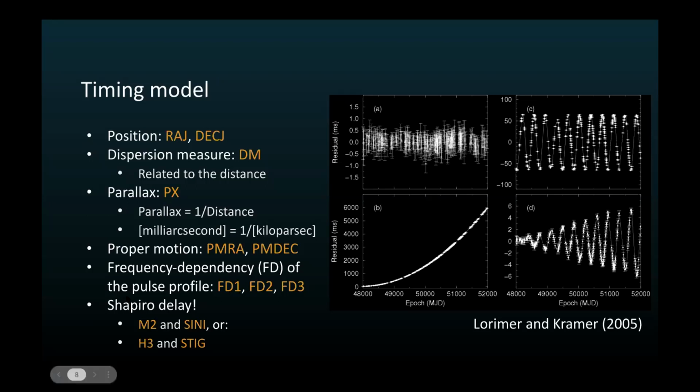Okay, and finally the Shapiro delay. So the Shapiro delay can be parameterized with the companion mass and the sine of the inclination angle, but they can also be parameterized with these other parameters, which I can give you a link to the paper that describes these, but these reduce correlations between the two parameters, and these are the ones that we'll be using.